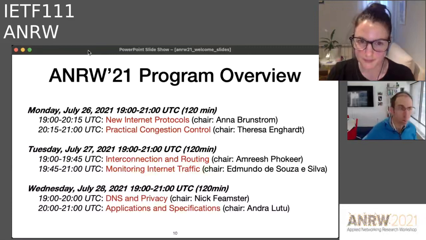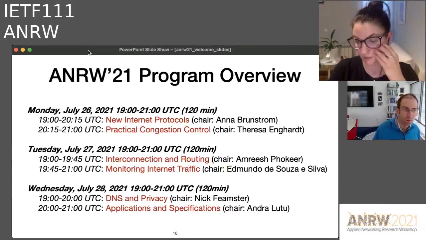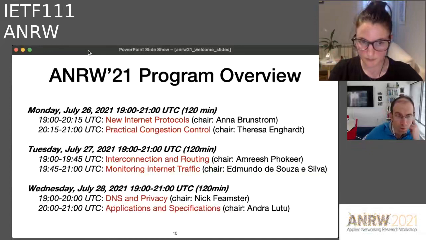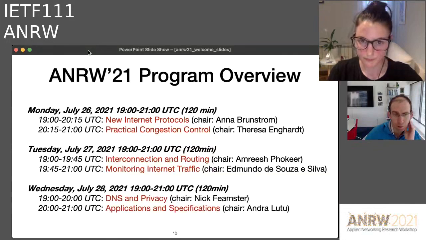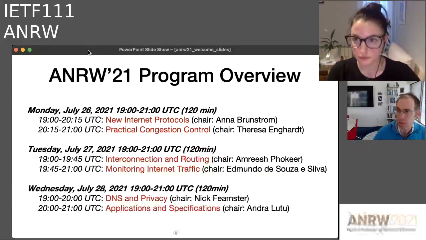So we organized the papers thematically into 6 sessions, and we'll meet 3 times over the next 3 days for about 2 hours, and each session has 2 themes. Today we'll hear about internet protocols and congestion control, and the subsequent slides have papers on each of these, so we can look at those in a second. Tomorrow we'll have interconnection and routing and internet traffic monitoring, and then on Wednesday we'll talk about DNS and privacy, and then applications. We also tried to clump the 2 themes so that they would be reasonably related, so that if you could only attend on one day, hopefully you're getting what you came for.